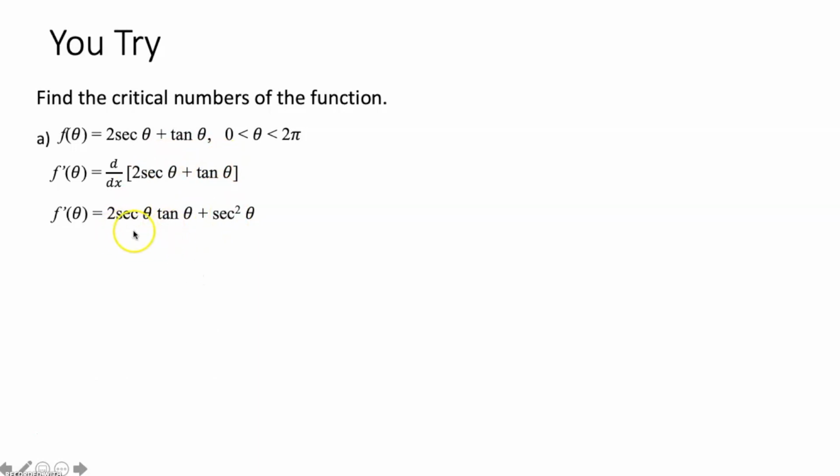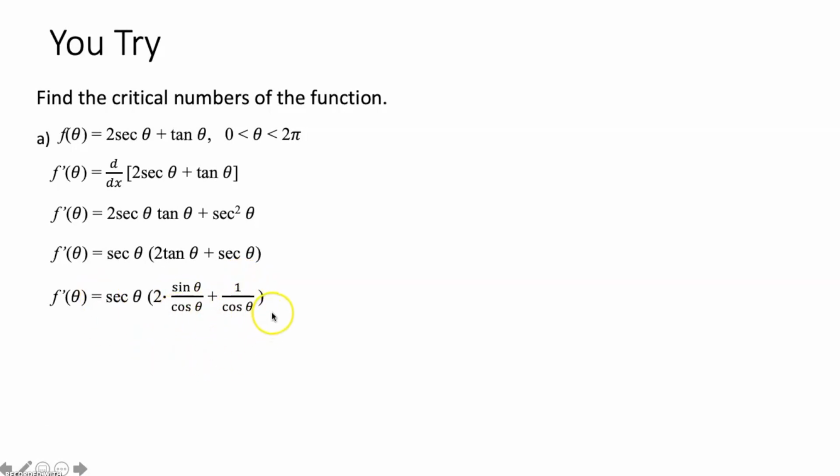Now, because the whole goal is to figure out where the derivative does not exist or equals 0, we need to try to simplify this as much as possible. So we can factor out a secant theta from each of these, and then tan theta is technically sine of theta over cosine theta, and secant theta is technically 1 over cosine of theta. Now, why do I do that? Because you can see in each of these terms, we have a 1 over cosine of theta, which is secant theta. So I can factor out another secant theta. When I factor out secant theta from here, this just becomes 1. When I factor out secant theta from here, that would be 1 over cosine. We're just left with a sine theta times 2, so 2 sine theta. This is our derivative of our given function up here.